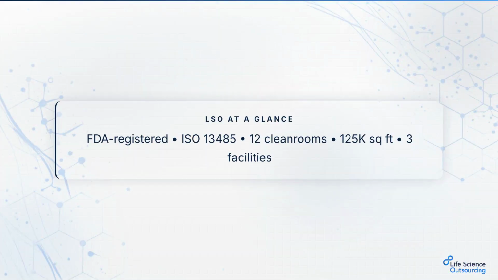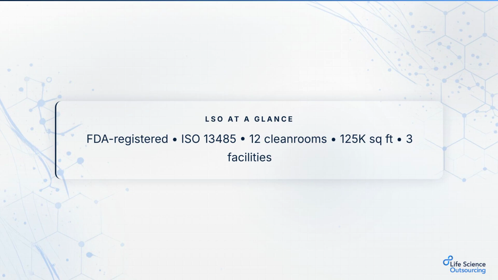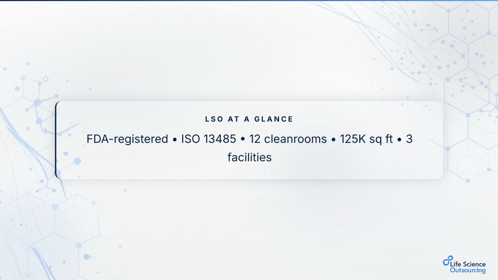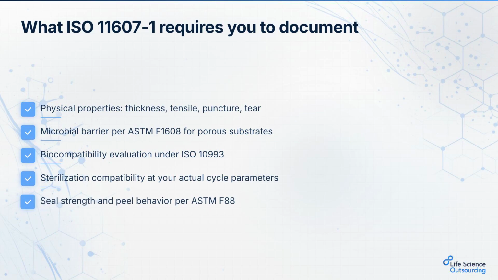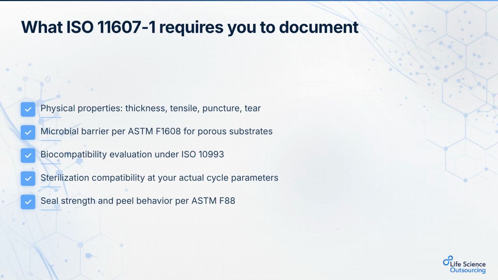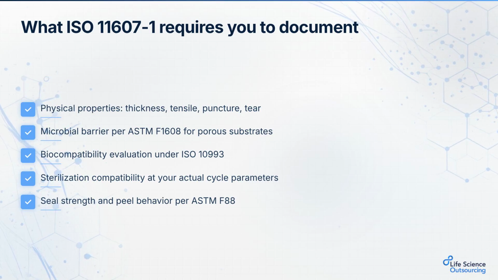It runs packaging validation programs against ISO 11607, 1 out of 3 FDA-registered ISO 13485 certified facilities. That is the environment your material decision has to hold up in. ISO 11607-1 requires that your material be characterized for physical properties, microbial barrier performance, biocompatibility under ISO 10993, and compatibility with your sterilization method. That is the documentation trail FDA will follow.